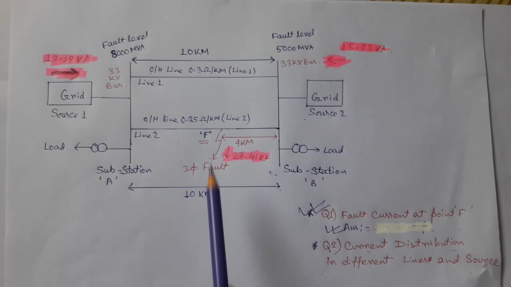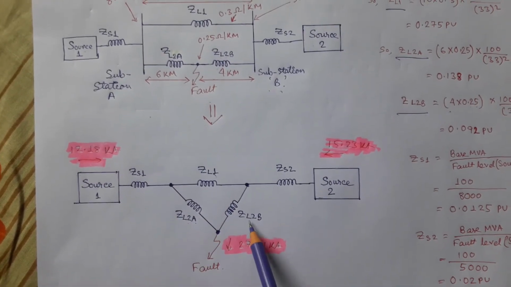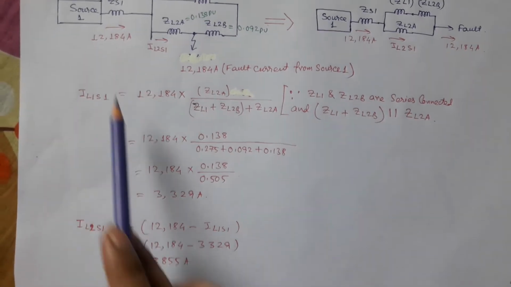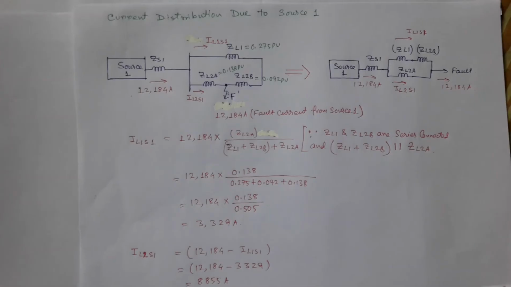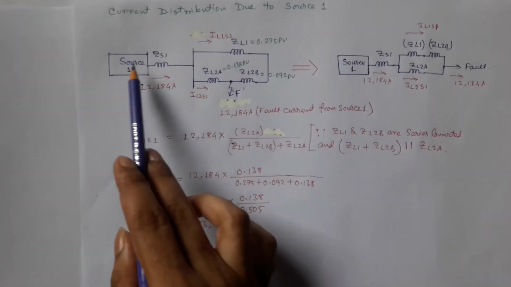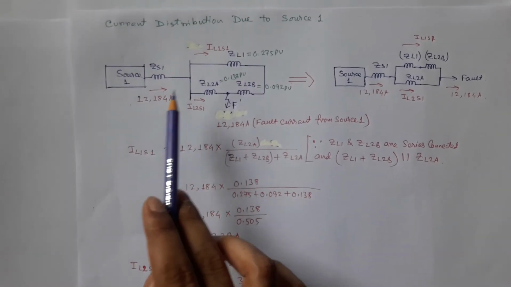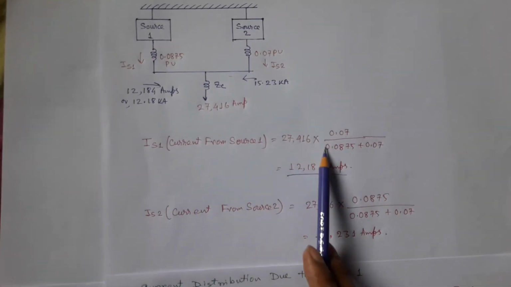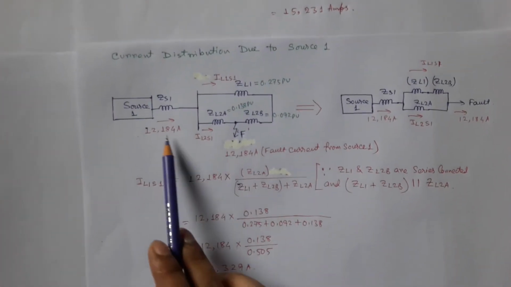But what is the current distribution through lines? That means through ZL1, ZL2A and ZL2B impedances. To know that, we will use superposition theorem, where we will use only one source at a time. At first, we will consider source 1 is connected where source 2 is disconnected from network. Now, we already know that fault current sharing of source 1 is 12,184 ampere. So, we write that here.